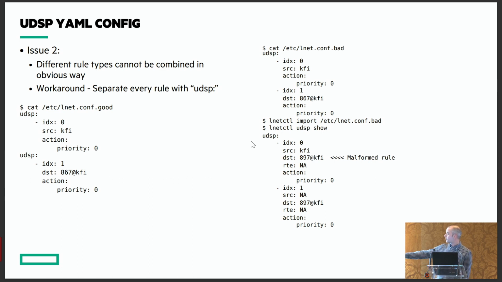So there's a simple workaround for this, which I show on the left there, which is you just separate each of your rules with this UDSP block, and LNet will interpret it correctly.